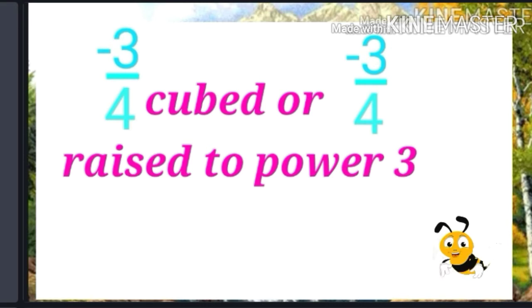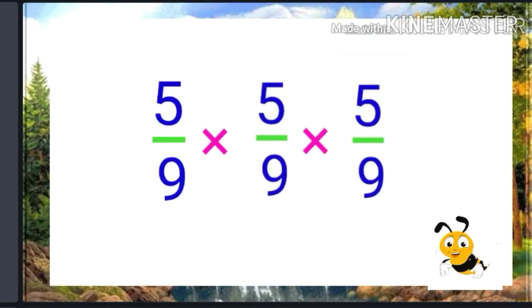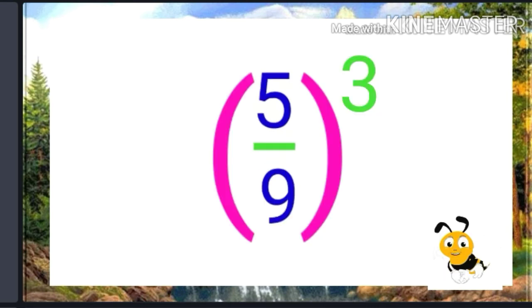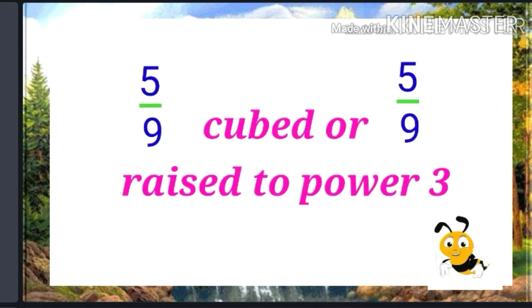Let us see some more examples. Can you see how 5/9 multiplied by itself 3 times is written? You can write this as (5/9) raised to power 3. Or what you can say this as? You can say this as (5/9) cubed.